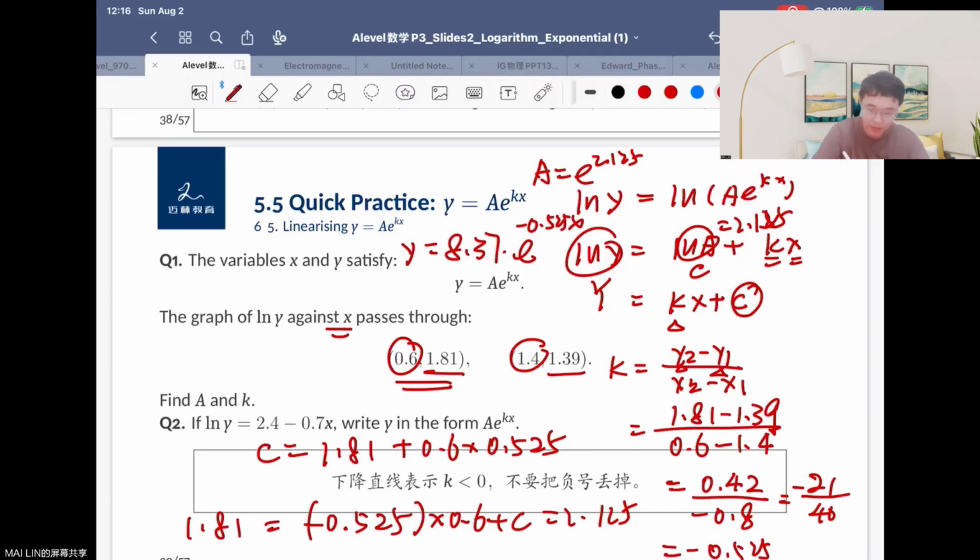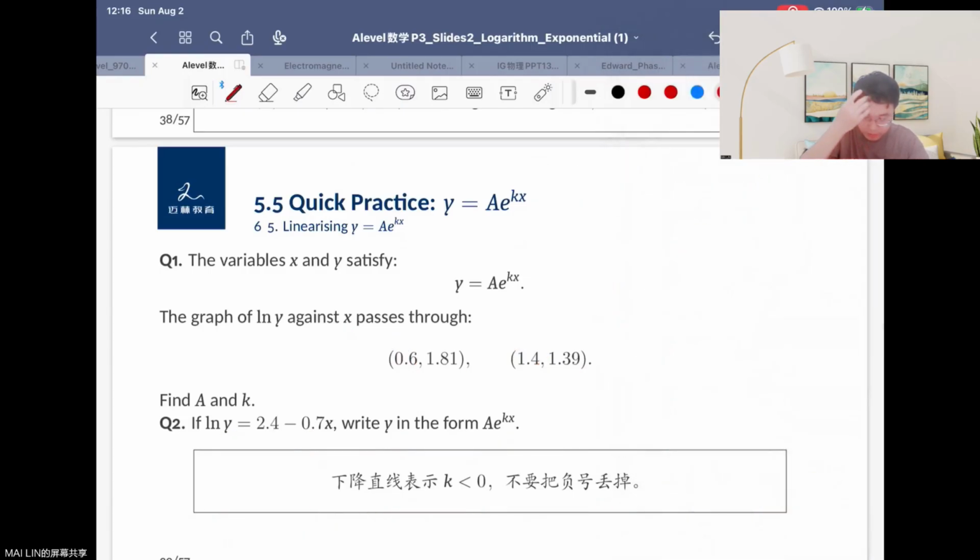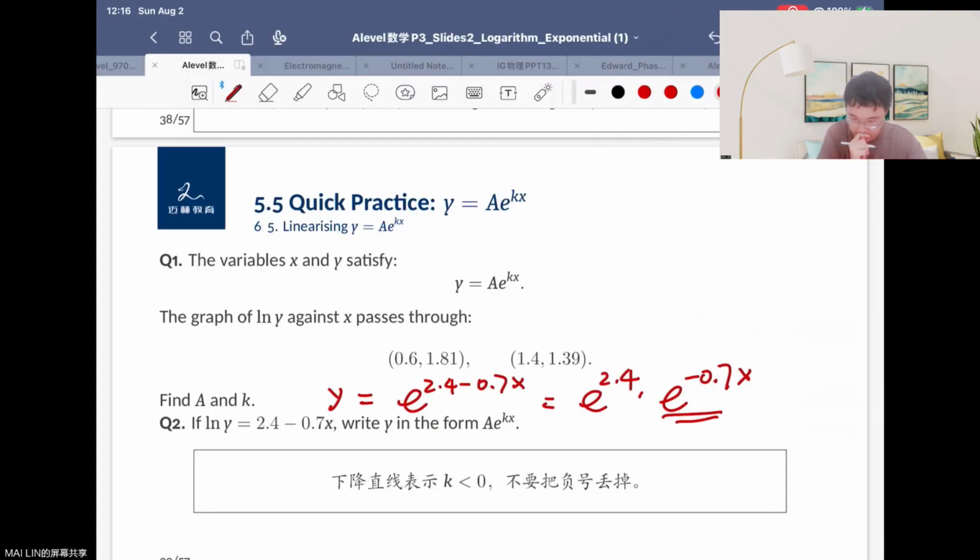And for question 2, we have ln y equals 2.4 minus 0.7x. You can first take the exponential on both sides. So it becomes y equals exponential of 2.4 minus 0.7x, and then it is e power of 2.4 times e power of negative 0.7x. So k is negative 0.7, right? Also you have to calculate e power of 2.4. The value is around 11.02, so we can say a is around 11.